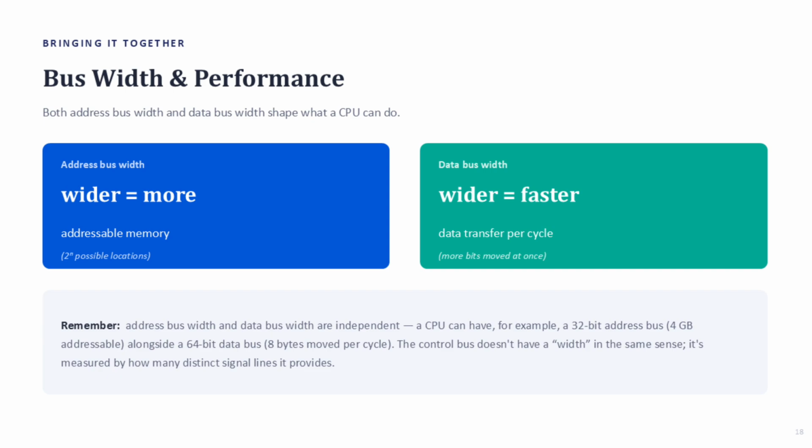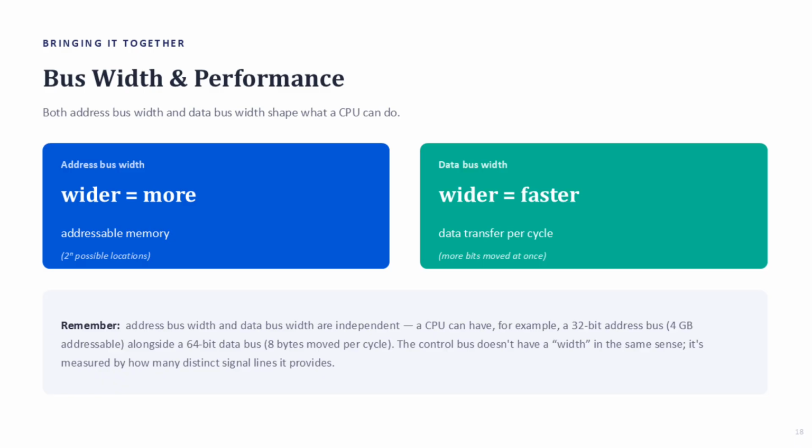Finally, let us talk briefly about the control bus. Unlike the address bus and data bus, we don't usually describe the control bus in terms of a width that determines memory capacity or transfer size. Instead, we think of it as a collection of different signal lines such as read, write, clock, and interrupt signals that coordinate communication between components. So each bus contributes to system performance in its own unique way.